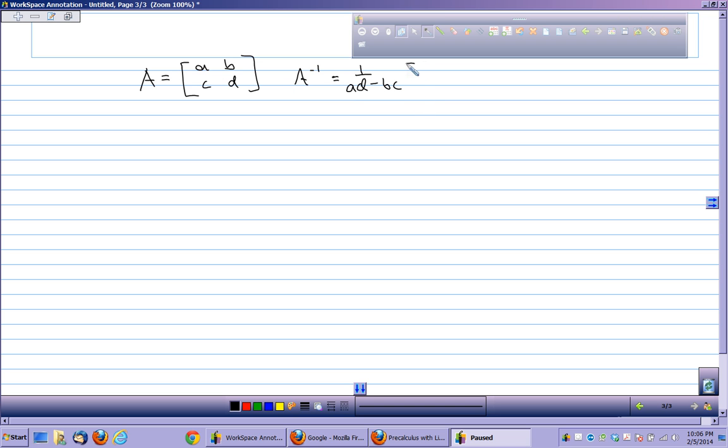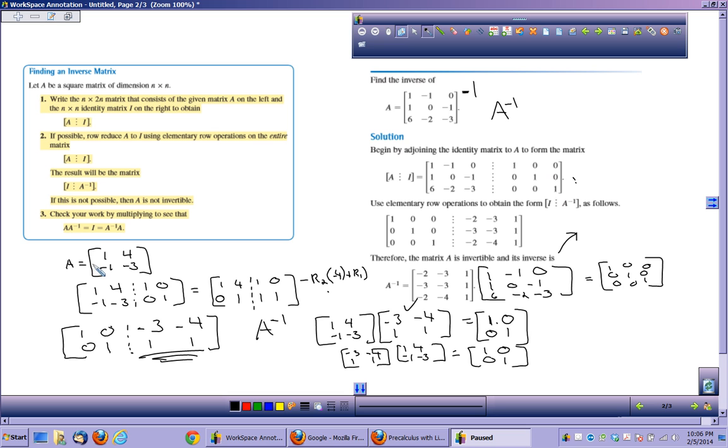Times, okay? What you do is you switch places with the A and the D, so this becomes a D and an A, and then you change the sign of the other 2 elements, minus B, minus C. So I haven't tried this yet, but let's try it with the last one that we just did, which was 1, 4, -1, -3.